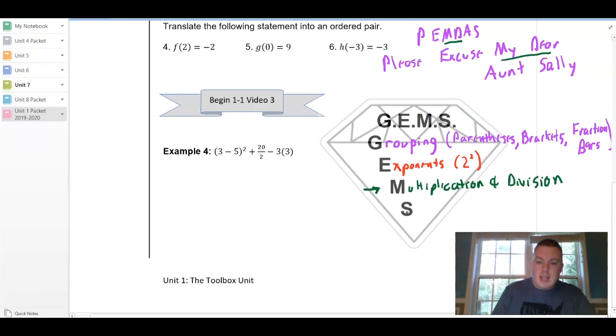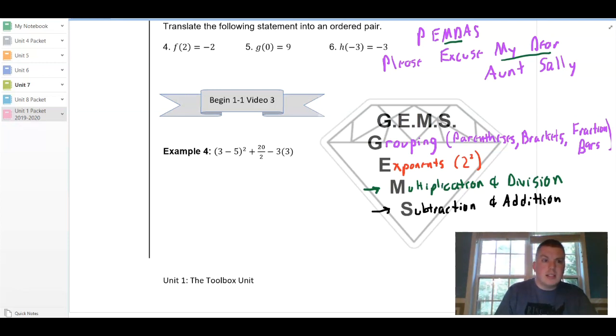And then the S is going to stand for subtraction and addition. And this is just like the multiplication and division step. Whichever one of these you come to first, moving left to right, is the one you're going to do first. It doesn't mean do all the subtraction first and then the addition, or do all the addition and then the subtraction. It means those are equal levels, they're on the same playing field. So you are just going to move from left to right, whichever order you encounter.